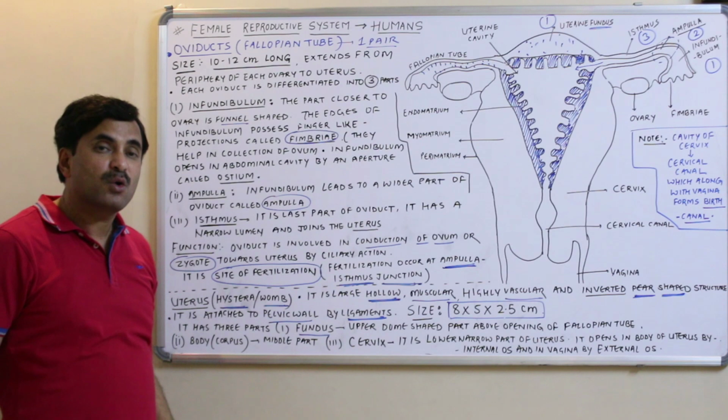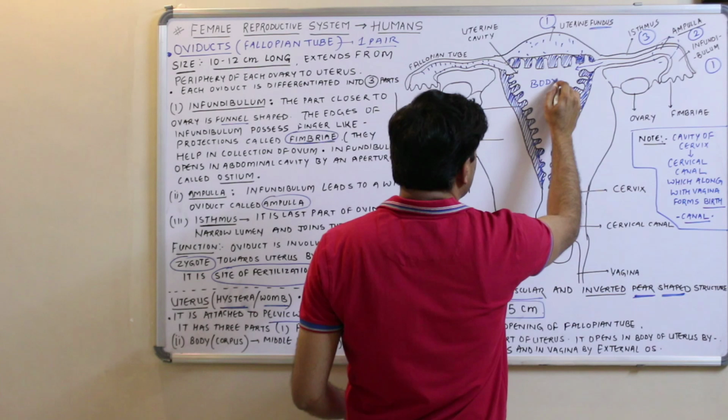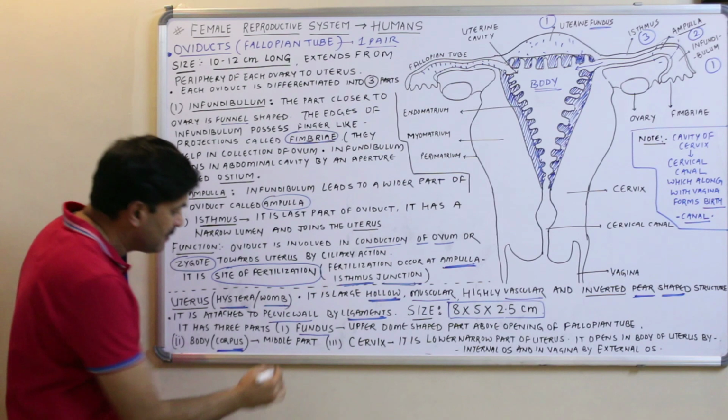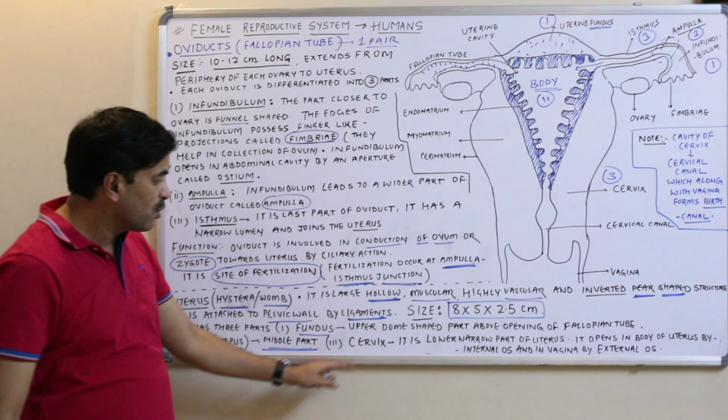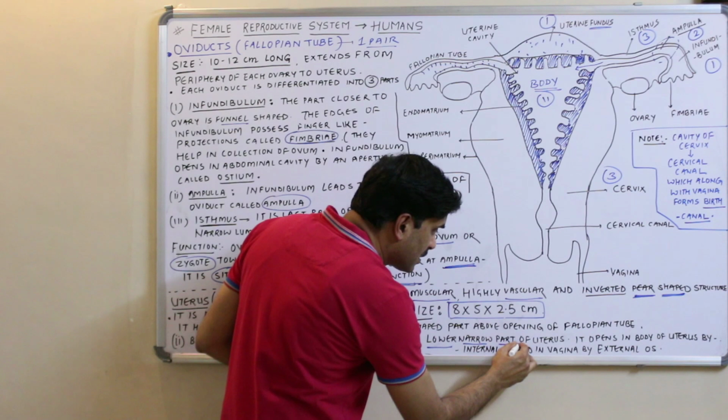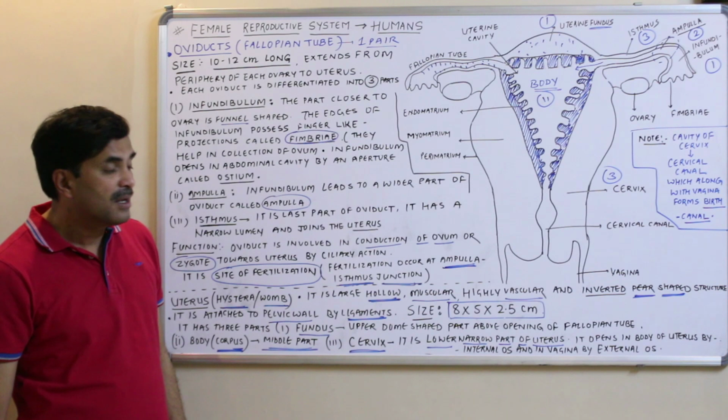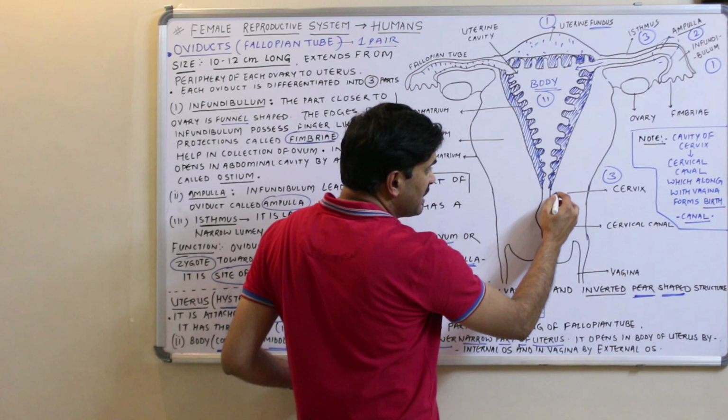The second part, which is the most important part of the uterus, is known as the body, which is also called the corpus. It is the middle part and it is the main part. And the last part is the cervix. It is the lower narrow part of the uterus. See here, this is the cervix. It opens into the body of the uterus.